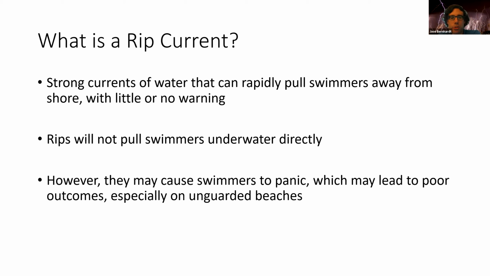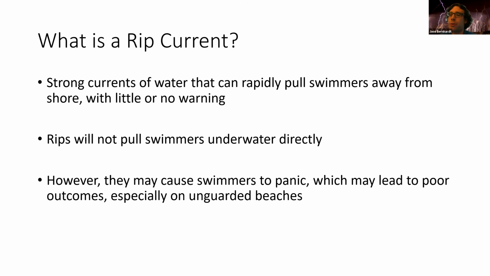Important to note that rip currents don't pull swimmers under directly. That's called an undertow, and that's even less common. So rip currents don't drown people, but they can indirectly lead to issues for folks and sometimes lead to injuries and fatalities. And that's because they can cause people to panic. Think about it, you're swimming in the ocean and all of a sudden you start drifting out to sea away from the beach and you start panicking. It's a very reasonable, understandable reaction to have. But unfortunately, that can cause people to try to fight the rip current, and that's when people can get into trouble.